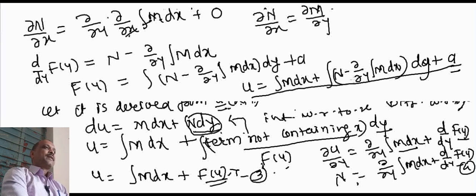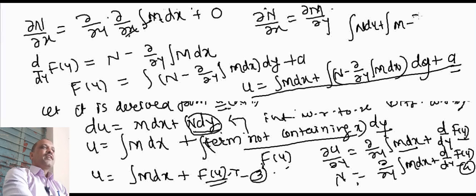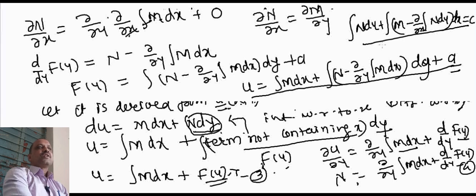Now, instead of differentiating, we can also find this as the integration of n dy plus the integration of m minus del by del x of the integration of n dy, into dx, equal to c. So this is the function: integration of n dy plus the integration of m minus del by del x of the integration of n dy, into dx, equal to c. We obtain it by applying the same method, with integrating constant c.